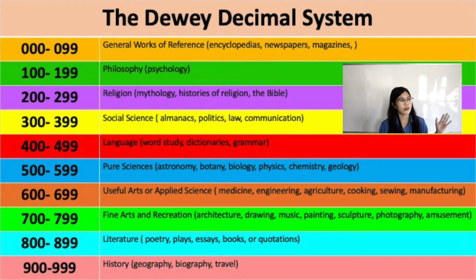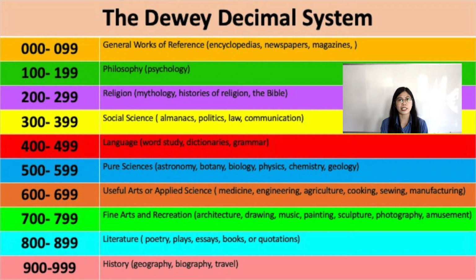Next, we have philosophy. In philosophy, you can find books about psychology. Psychology is the study of human and animal behavior. The next class or classification is religion. In the religion class, you can find books about mythology. Mythology is the study of gods and goddesses. You can also find here histories of religion, the Bible, and so on.